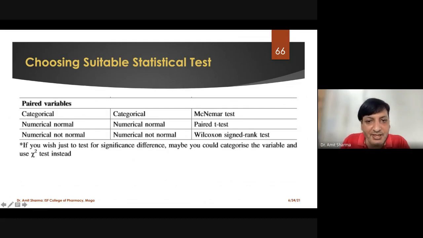See, in a paired t-test, what do we have? We have a numeric variable. For example, this was weight 1 and this was weight 2. And here again, we have weight 1 and weight 2. Both are not normally distributed. And if one is normal and the second is not normal, then also you have to go for the Wilcoxon signed rank test.